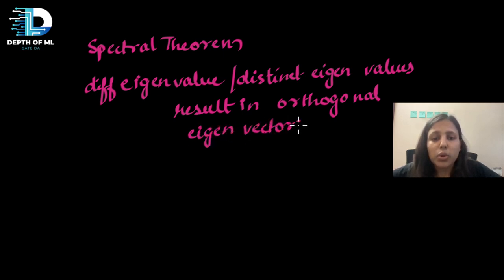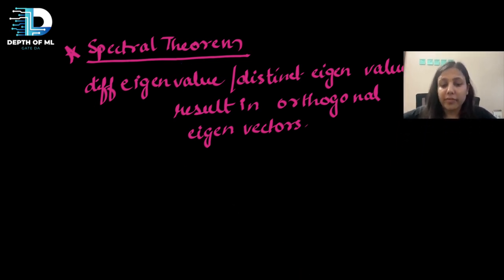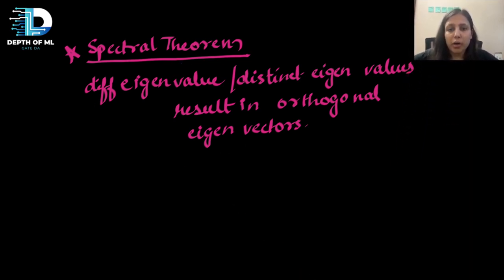Correct? So this is something that is important from the point of view of machine learning, because symmetric matrices are very frequently used in machine learning. So the spectral theorem says that if you have different eigenvalues corresponding to a symmetric matrix, then your eigenvectors will be orthogonal.